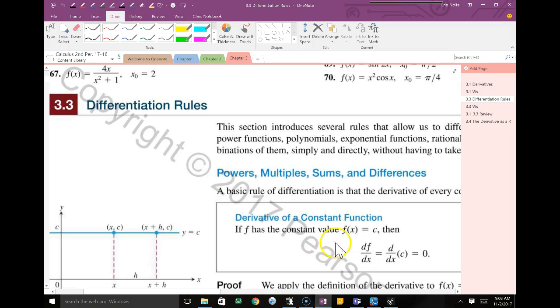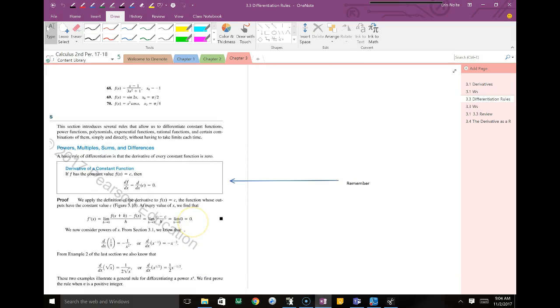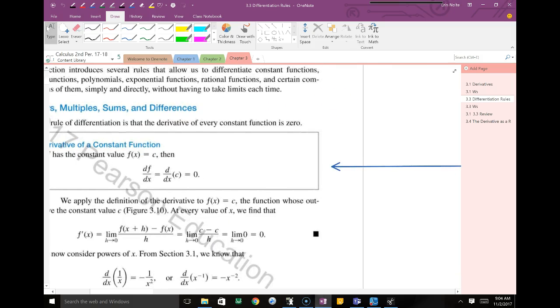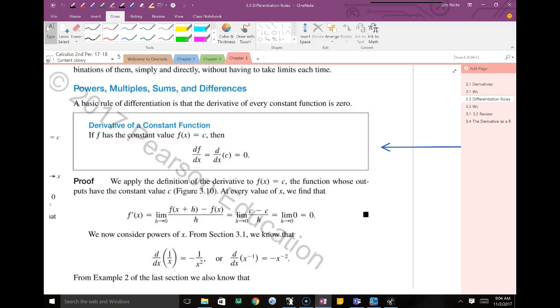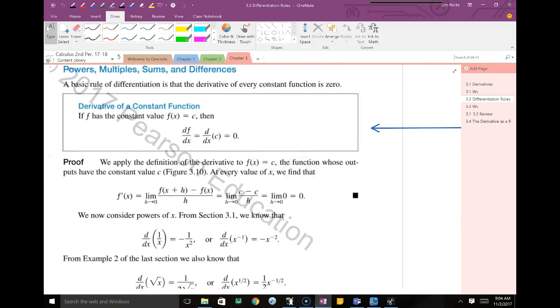Okay, so let's see. This starts out by kind of just refreshing our skills on deriving. This is not new information. The derivative of any constant is zero.